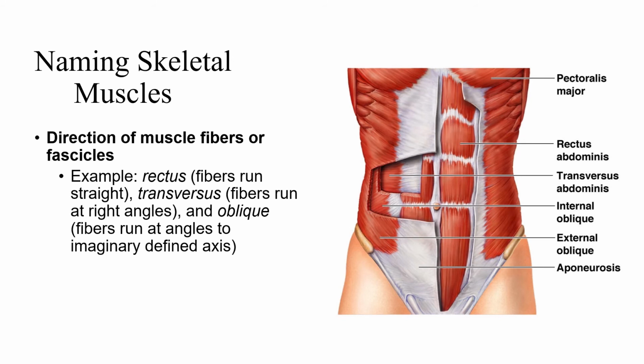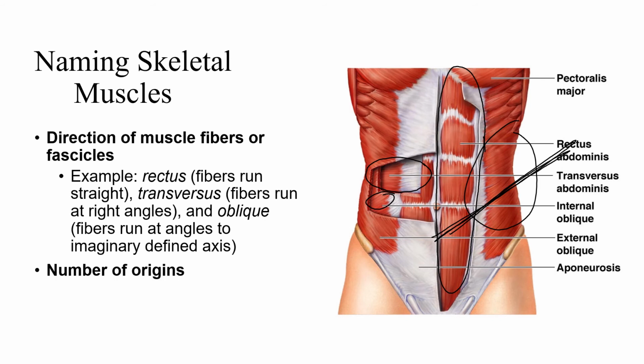And so when we look at the abdomen, we're going to have the rectus abdominis, which are going to be these muscles that run straight up and down. So rectus again is straight. We're then going to have transverse abdominis, and these are going to run at a right angle compared to the rectus abdominis. And then we're going to have another set of muscles in an oblique direction. We have both internal oblique and external oblique, and the direction of the muscle is going to run this direction instead of straight up or straight down.